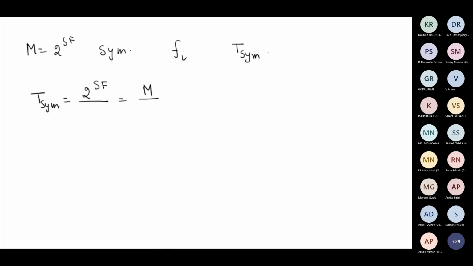Thus, to sum up, we have M equal to 2 to the power SF modulation symbols, each having a different starting frequency Fi, and each symbol having the same time duration given by tsym. The value of the symbol duration tsym is given by the modulation order M, which is also equal to 2 to the power SF, divided by the bandwidth.